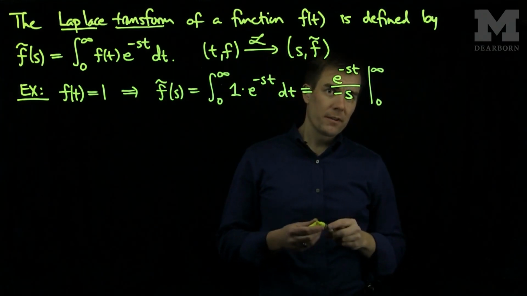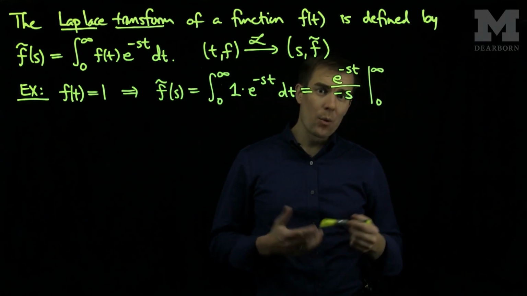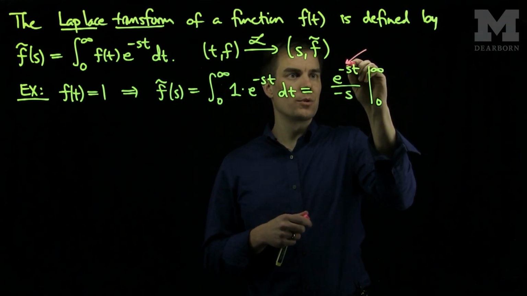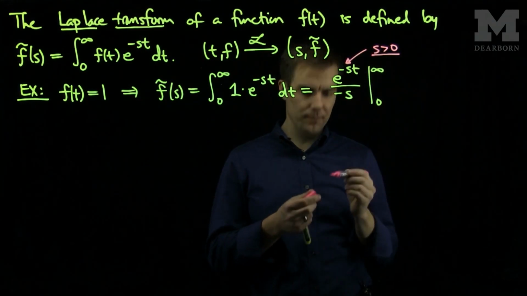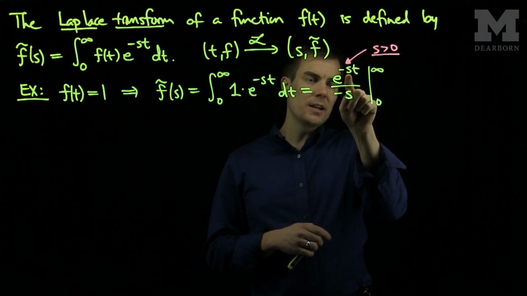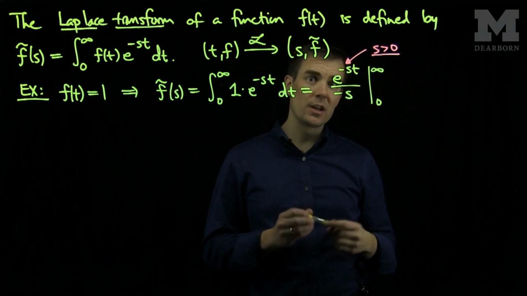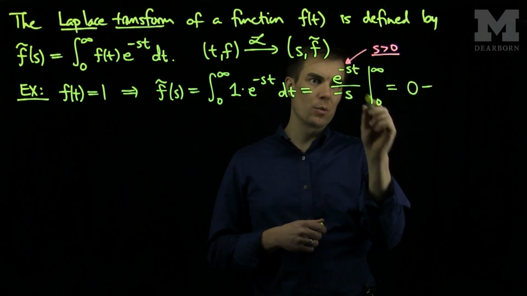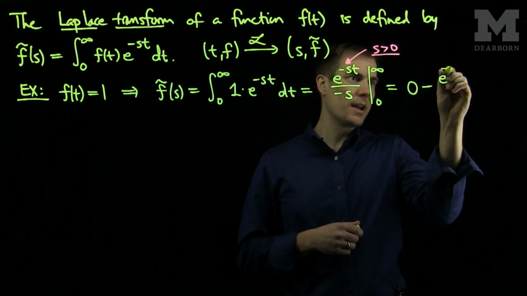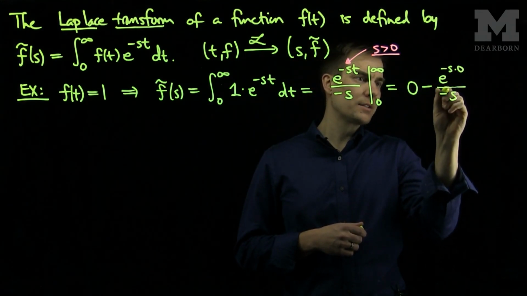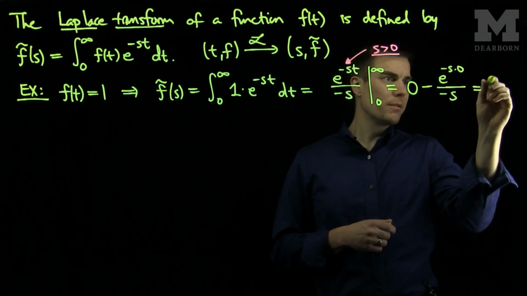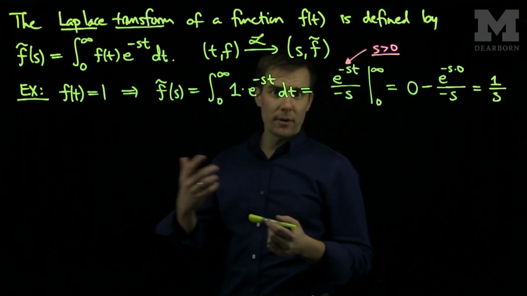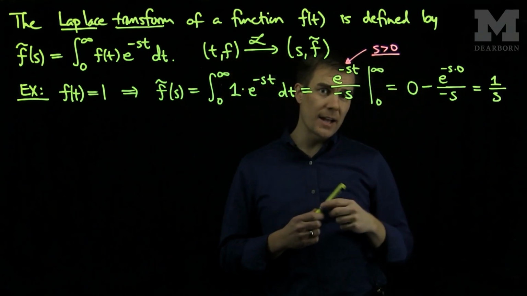Well, when I plug in infinity to e to the negative st, I will get 0 as long as s is positive. So I'm going to assume that s is positive over here. And if s is positive, e to the negative st, when t tends to infinity, will tend to 0. So the top limit will be 0. And I'll subtract the bottom limit. When I plug in t equals 0, I have e to the negative s times 0 over negative s as my bottom limit. And that will simplify to 1 over s. In other words, the Laplace transform of the function 1 is 1 over s, provided s is strictly greater than 0.